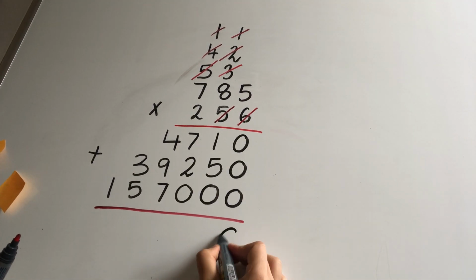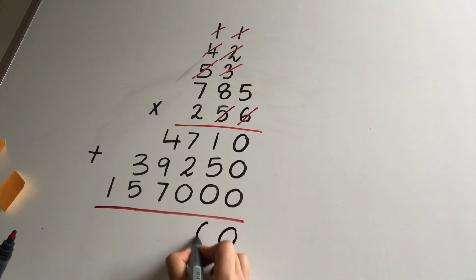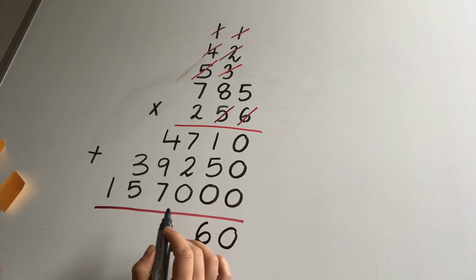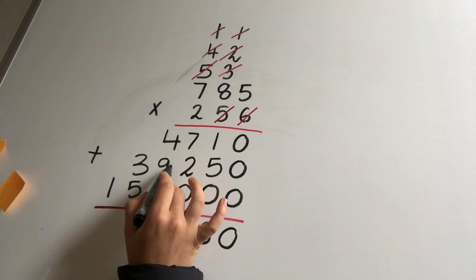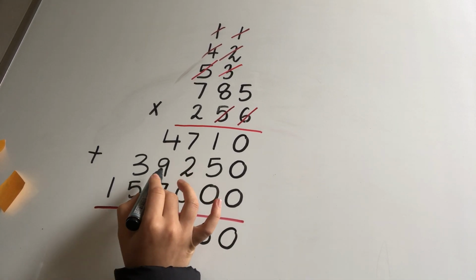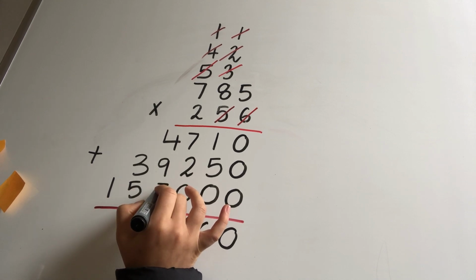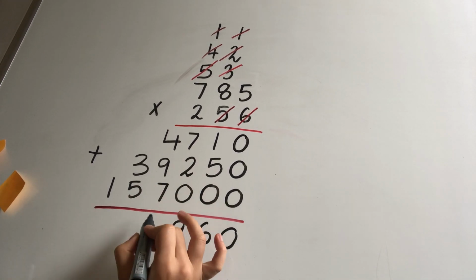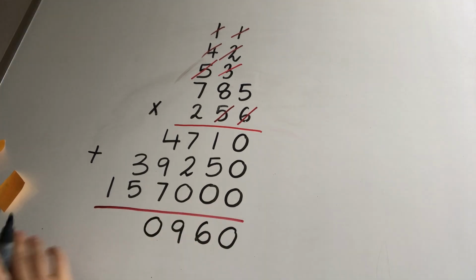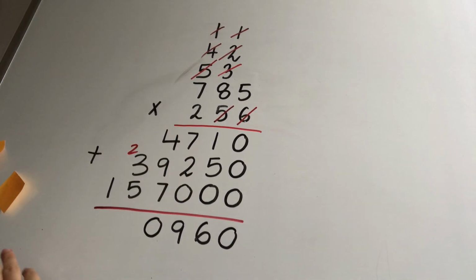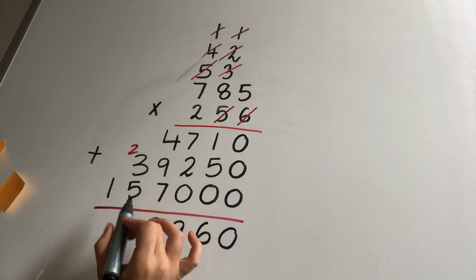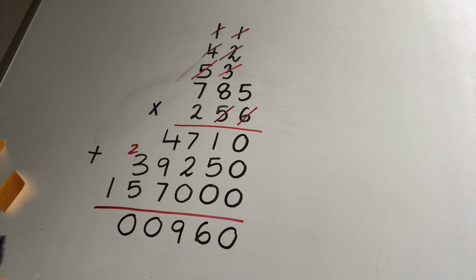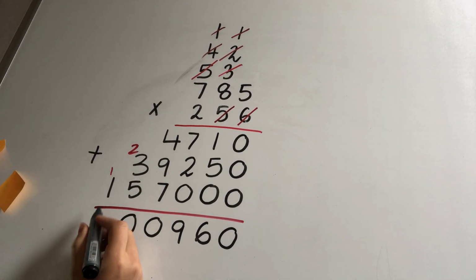So we can see first column is 0, 5 and 1 is 6, 7 and 2 is 9, 4 add 9 is 13, add 7 is 20. So we put our 0 down, carry our 2. I'm going to do that in red pencil so I don't forget. And then 2 and 3 is 5, plus another 5 is 10. Put our 0 down, carry that 1. 1 and 1 is 2.